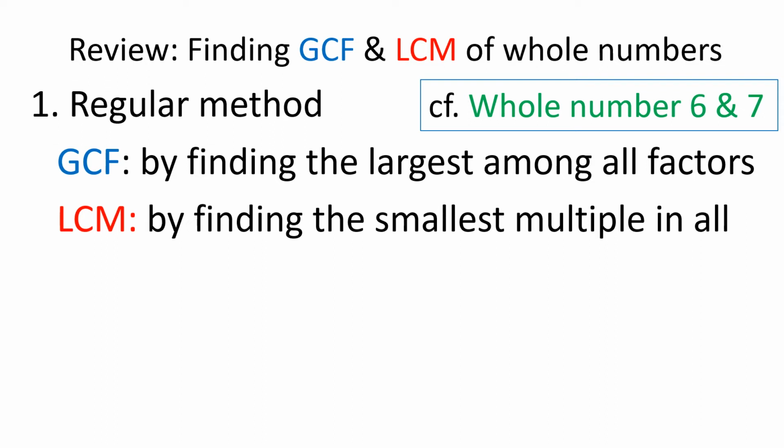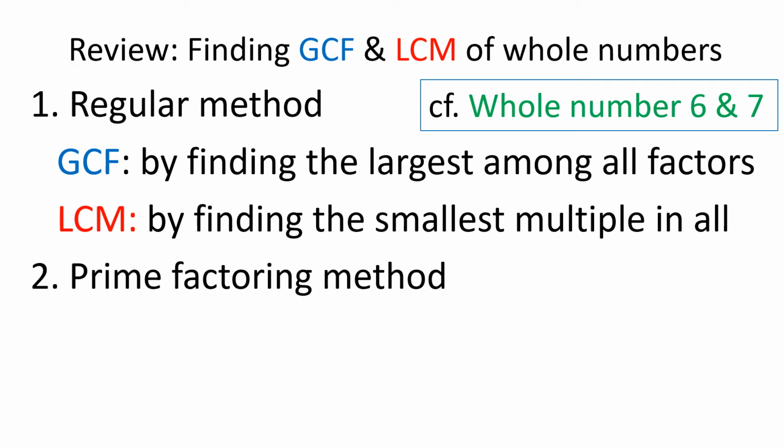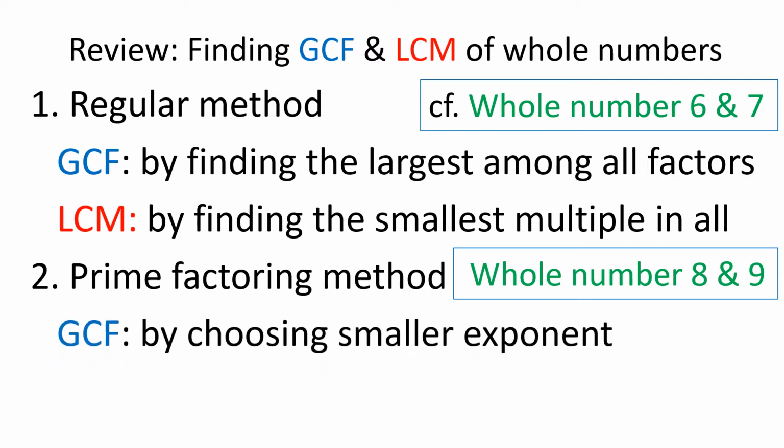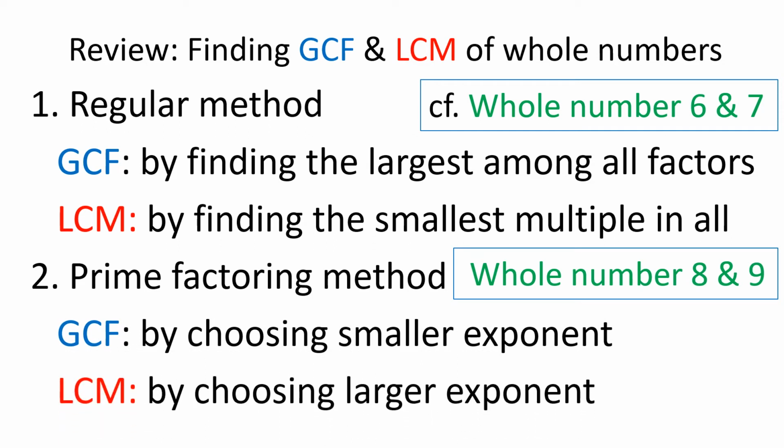The second method is an efficient method called prime factoring method. If you're unsure about that, please refer to the video, whole number 8 and 9. We compare the exponent for each prime number. Choosing the smaller exponent for each becomes the GCF, and choosing the larger one becomes LCM.